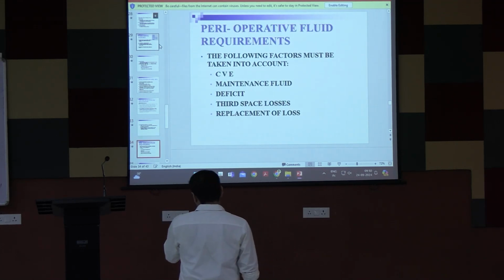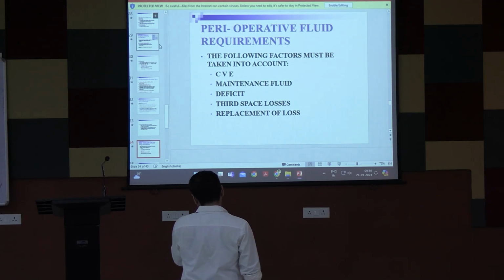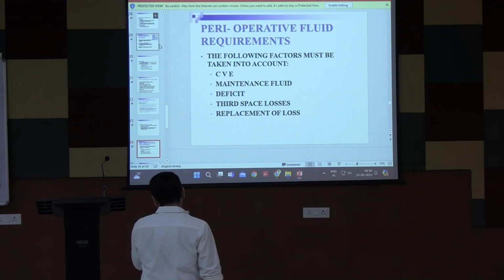Perioperative fluid requirement: the following factors must be taken into account: compensatory intravascular volume expansion, maintenance fluid, deficit, third space loss, and replacement of loss.